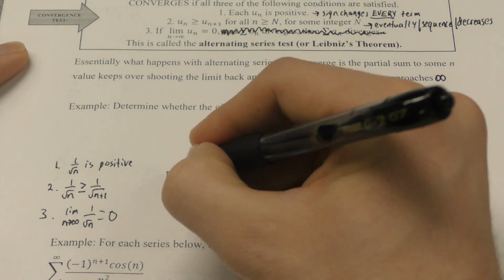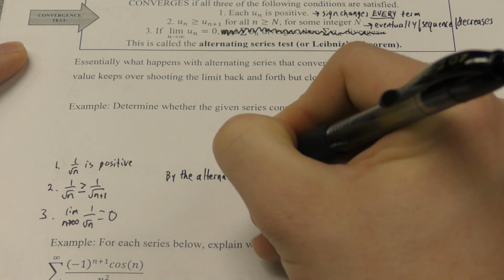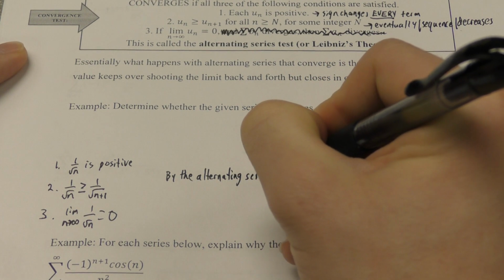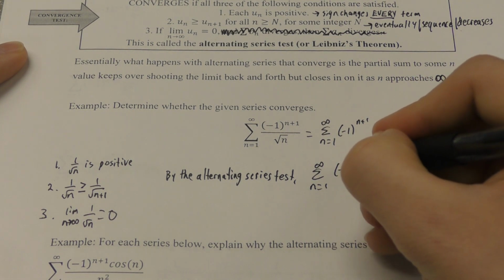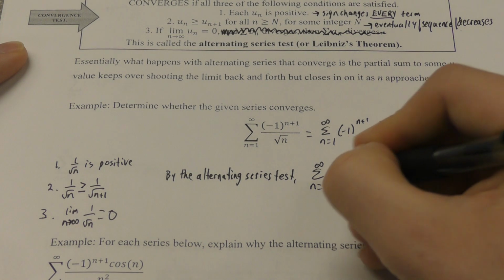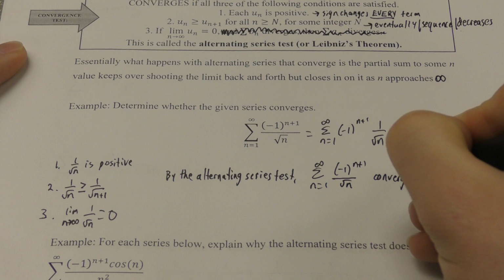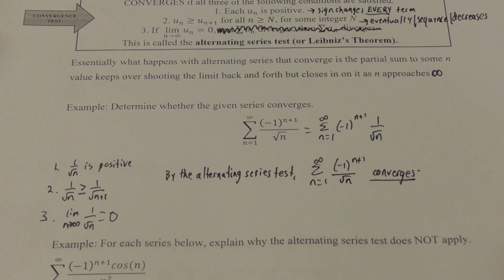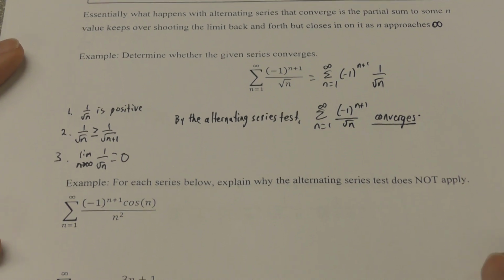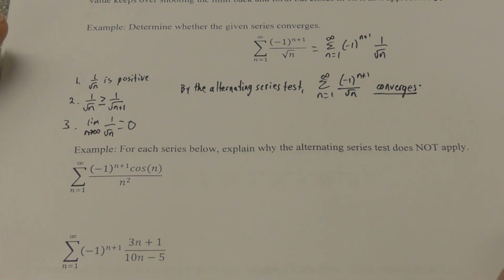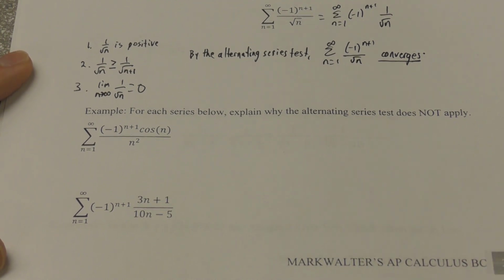So I can say by the alternating series test, this series converges. Remember, this only tests convergence, not divergence. If we get something that doesn't work, we can't use this one, but it tests convergence. Again, it tests convergence, so there are situations where it just doesn't apply. Not that the series diverges, but that the alternating series test does not apply.